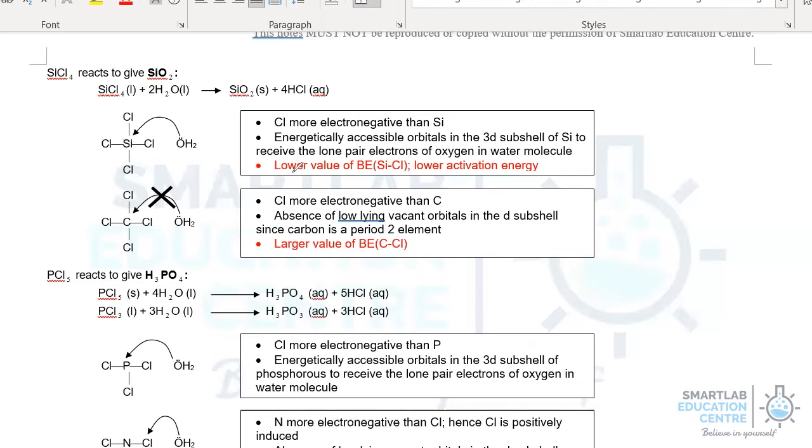The next reason is that the bond energy of Si to Cl is lower than the bond energy of C to Cl, given the fact that carbon has a smaller atomic radius, and because of that, the bond energy would actually be higher. And hence SiCl4 in the presence of water will actually have a fairly low activation energy.